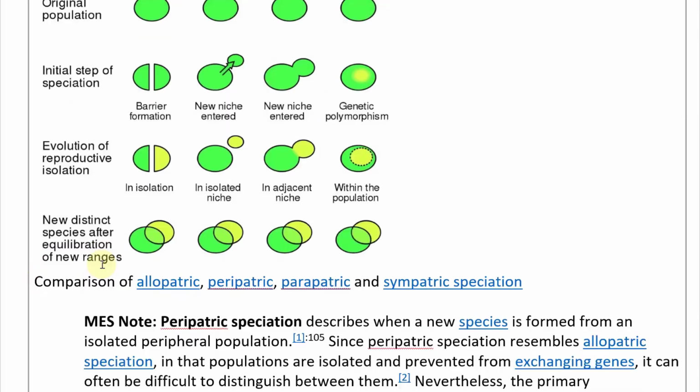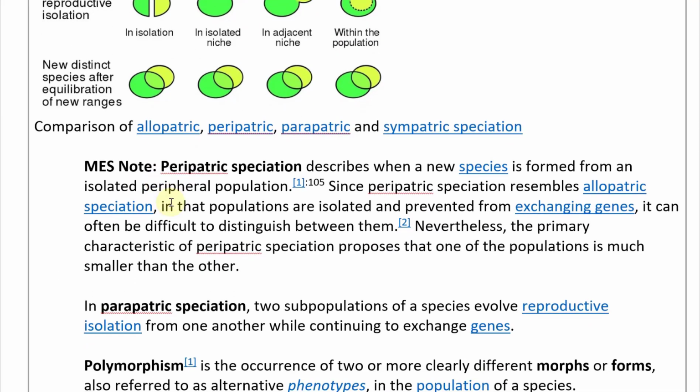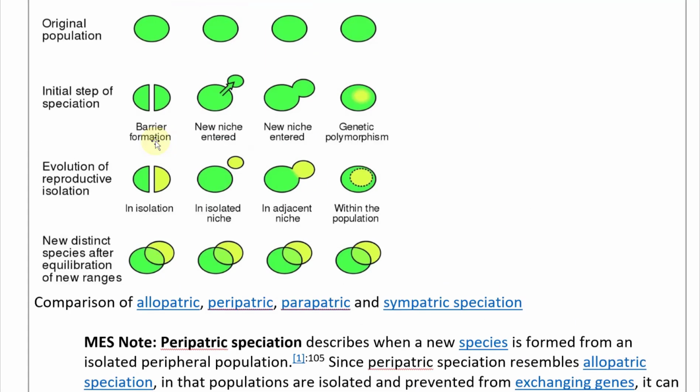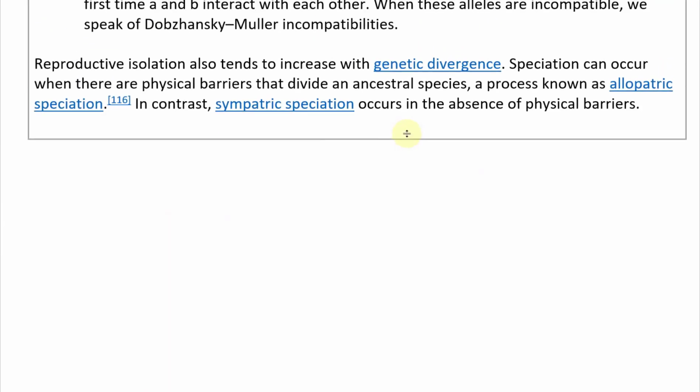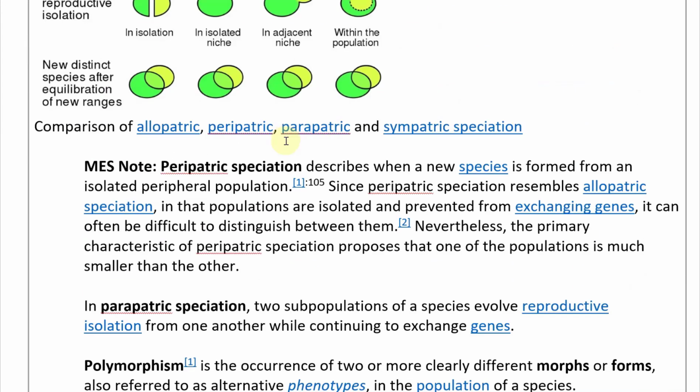That's within. So then what happens is once these are allowed to interbreed, you have new distinct species after equilibrium of new ranges. Let's say they're all suddenly allowed to interact with each other. You're going to have each one of these new species with this hybrid inside. That's fascinating. And now, let's go over each one of these specifically. So allopatric we already went over. That's this over here. Allopatric is divided by physical barriers. Sympatric is in the absence of physical barriers. And let's go over here.